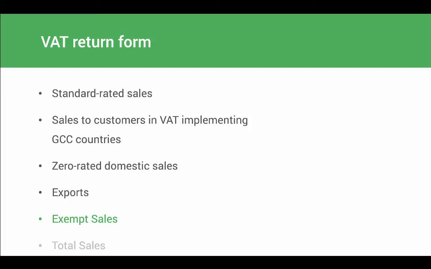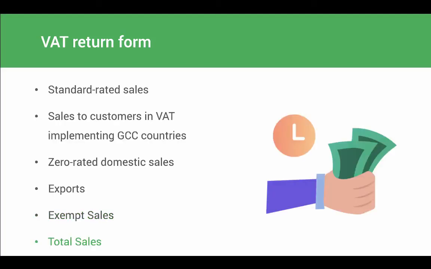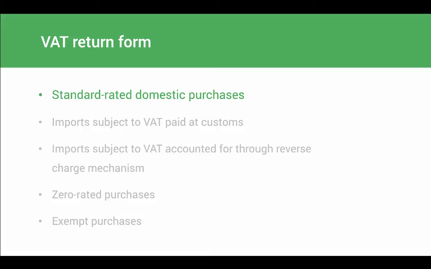Exempt sales. Mention the details about the amount of goods and services exempt from VAT and supplied to customers either inside KSA or outside KSA during the current filing period. Total sales. Now, boxes 1 to 6 will be auto populated based on the information entered in boxes 7 to 16, which we'll see now.